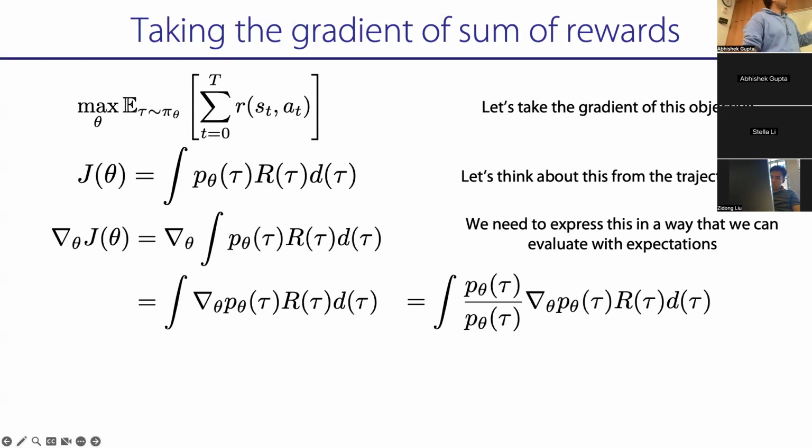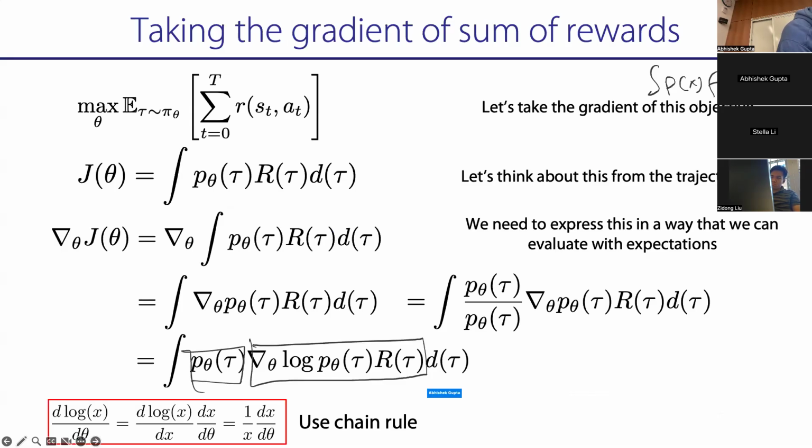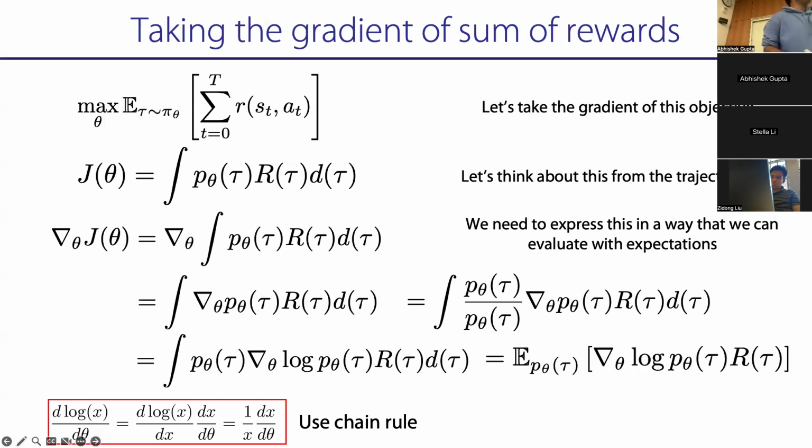So we wrote this as the integral of p theta tau, grad theta log p theta tau, r tau. The nice thing is it's an expectation again. We said an expectation is some integral of p of x, f of x, dx. In our case, this is p of x, this thing is f of x, this is dx. So it's gone back to being an expectation, and I can rewrite this as the expectation under p theta tau of grad theta log p theta tau times r tau. Integrals are bad, expectations are good. So we have something we can compute with samples.